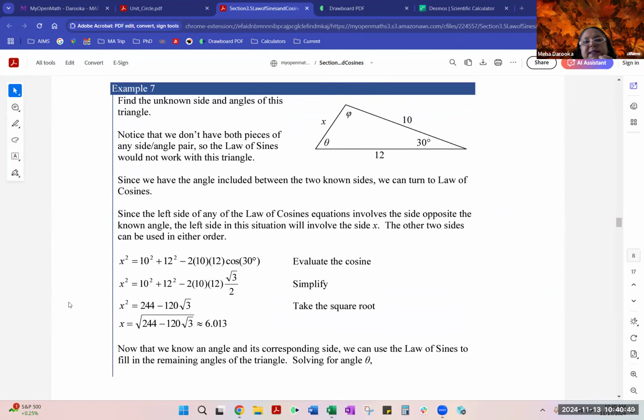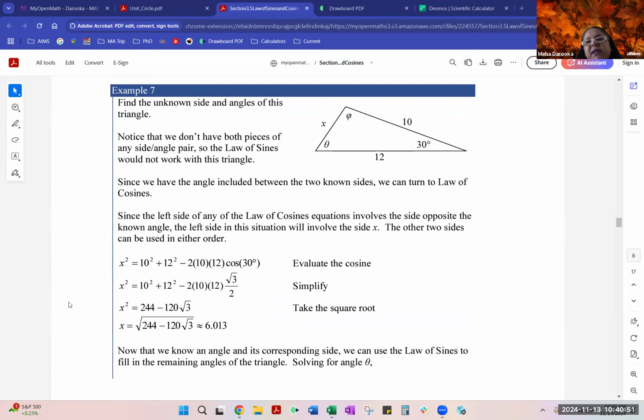All right, let's take a look at this one here. As you will see, we are given side 10, side 12, and the included angle of 30 degrees. So obviously we would need to use the law of cosines here again. Notice that we don't have both pieces of any side-angle pair, so the law of sines would not work in this triangle. Since they are giving you the included angle, you would know that the law of sines is not going to work.